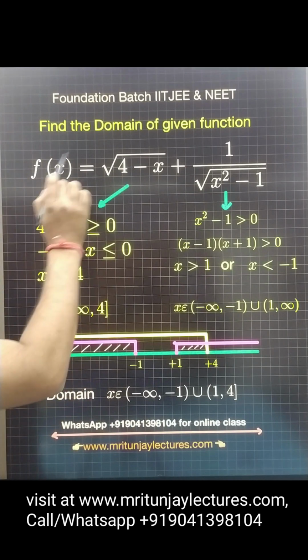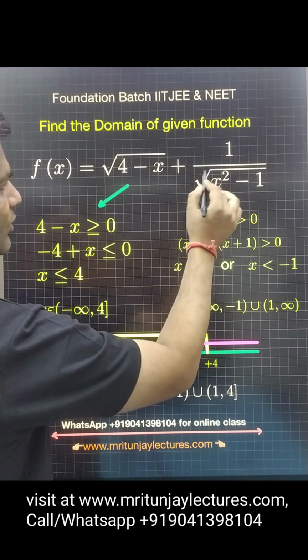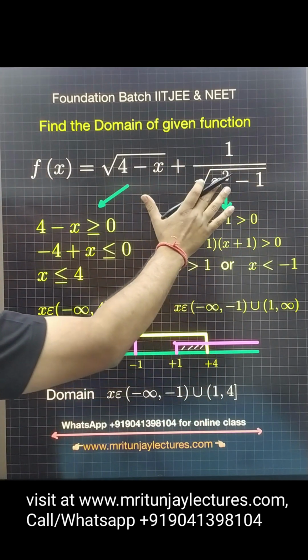Now, question of the day: find the domain of the given function. f of x is given as under root 4 minus x plus 1 upon under root x square minus 1. How can we determine the domain?